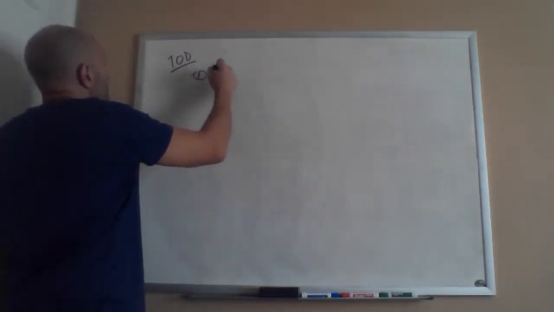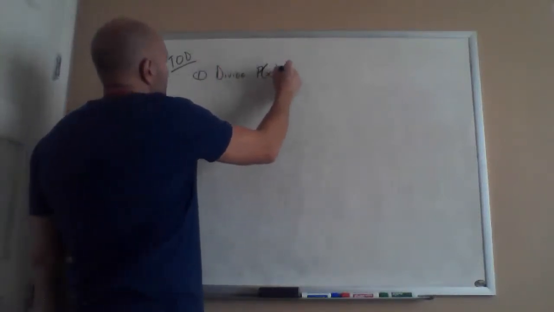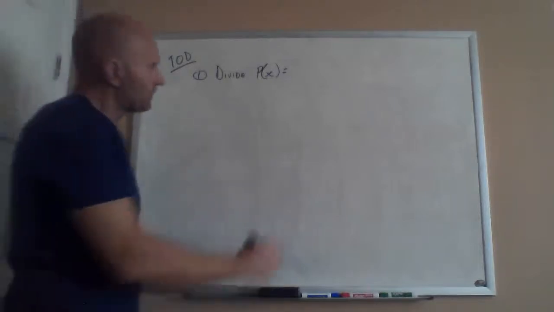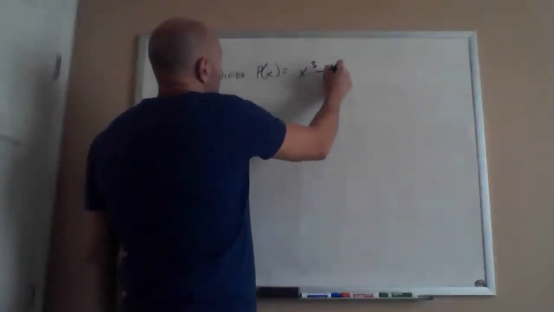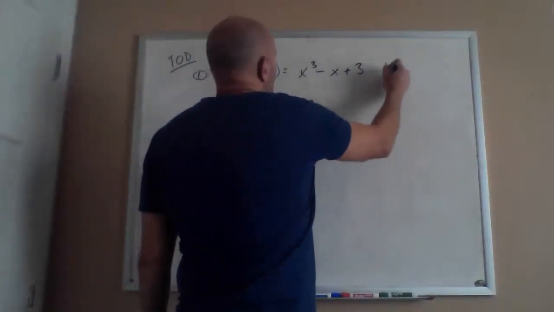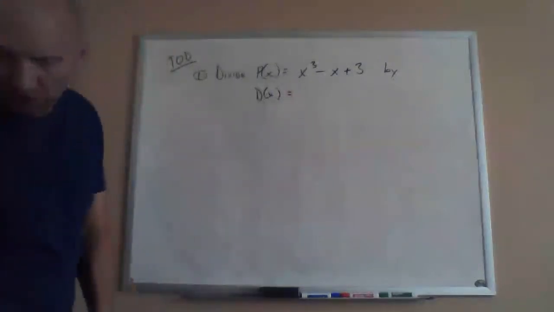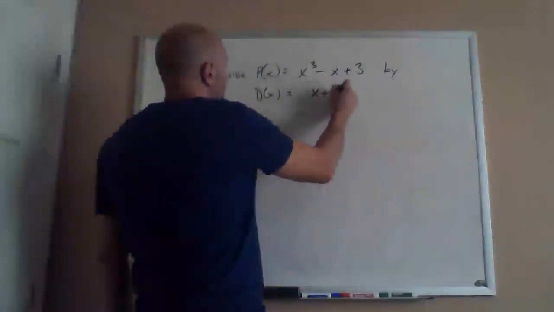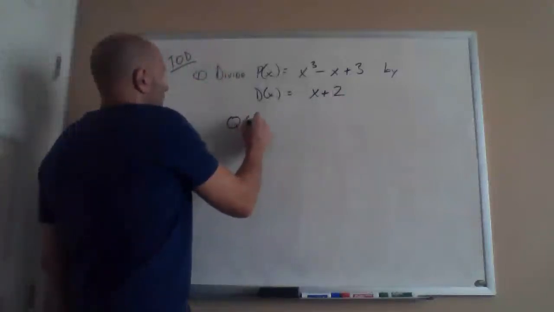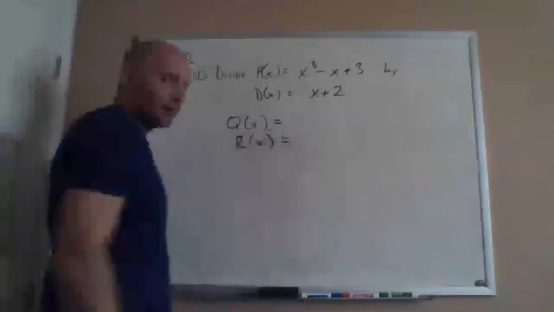All right, so for your ticket out the door, number 1, divide p of x equals x to the 3rd minus x plus 3 by d of x, which is x plus 2. So tell me, what is q of x and what is r of x?